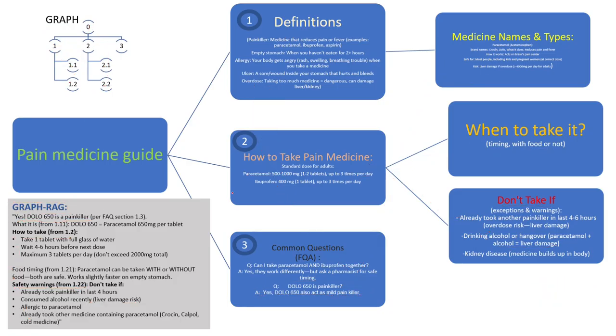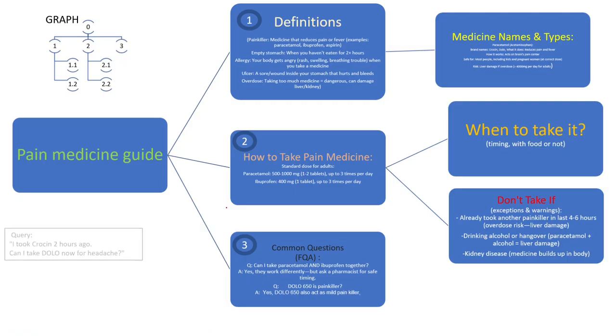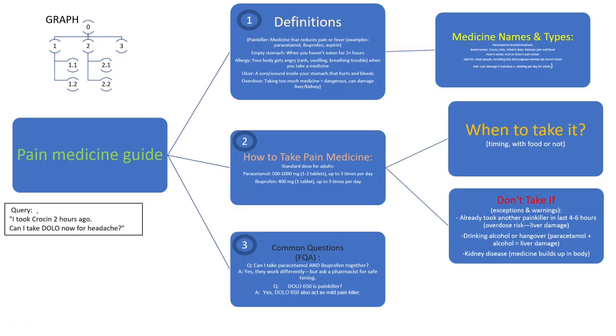So GraphRAG has provided the output based on the subsection. It will go to the page links, and wherever related, it will go to another page and give the answer. Now we will try a new query and check how it works. I will ask: I took a Crocin 2 hours ago. Can I take Dolo now for the headache?